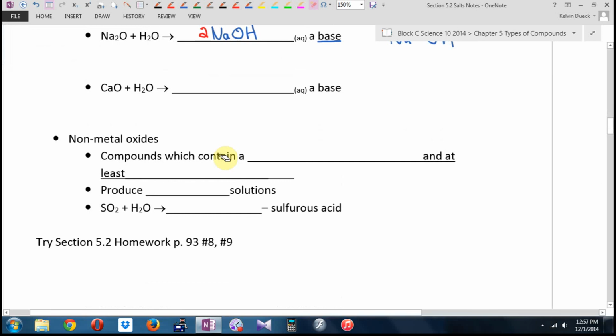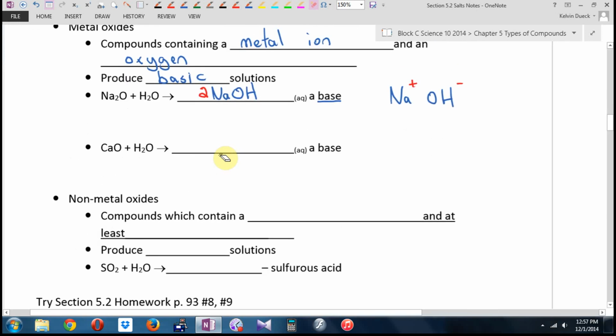One more and we're going to pause. Well, maybe we'll get to non-metal oxides and then pause. CaO plus H2O. Now, what's H2O? Water. Ca, metal, calcium. O, oxide. So first thing we need to figure out is how they're going to combine. They're going to combine into calcium and a hydroxide. What's the charge on the hydroxide? Negative. What's the charge on calcium? I can't remember. 2 plus?